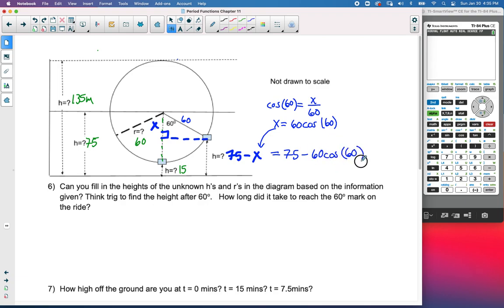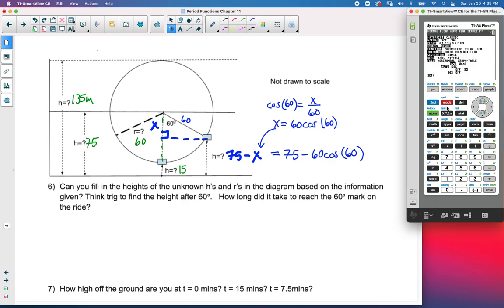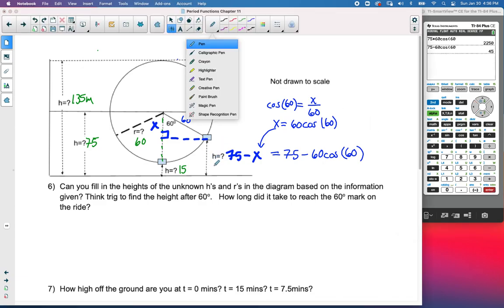When you plug this into your calculator, before you do, check your mode. Make sure you are in degree mode. If you are not, you will get the wrong answer, and that will be a shame. So typing that in, I entered multiply instead of subtract, minus. And so you get 45. We are 45 meters off the ground at 60 degrees. Okay, and so that's how you work through number 6.